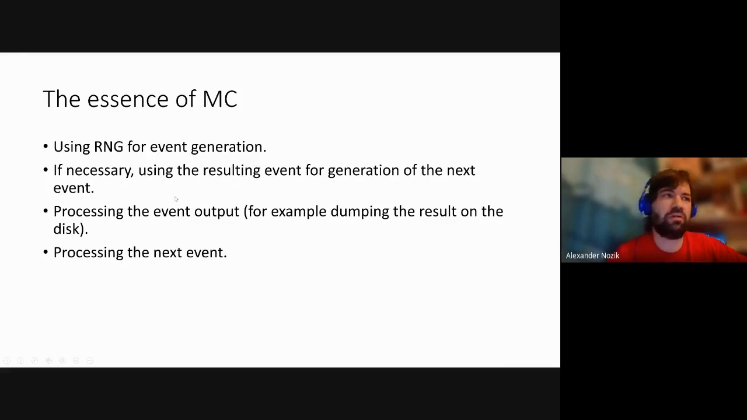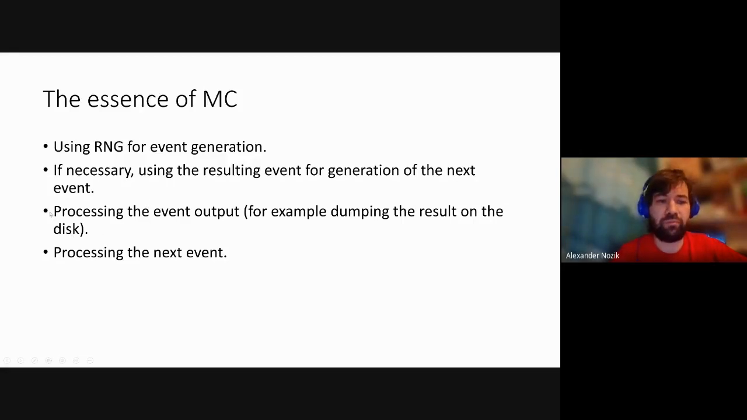For example, in physics, we have particles. We have interactions of some kind of particles. For example, an electron hits an atom and produces another electron or a photon. And then we use this photon or electron to simulate the next stage of next particles.